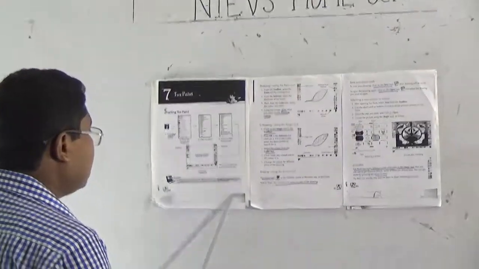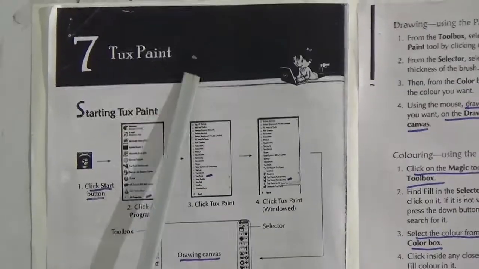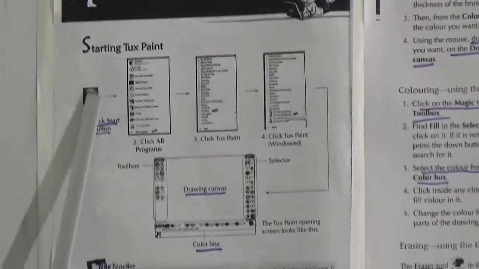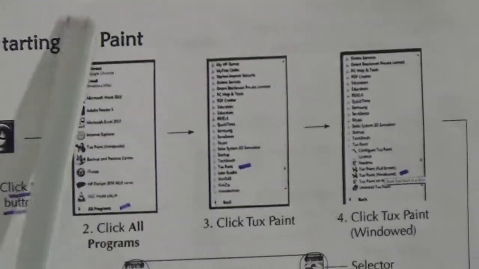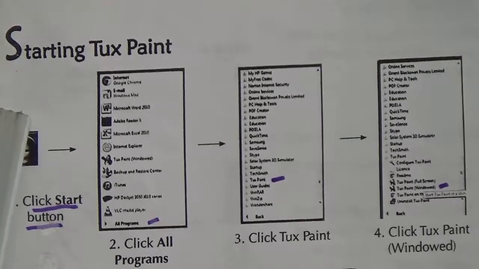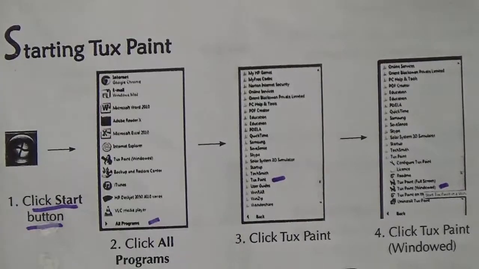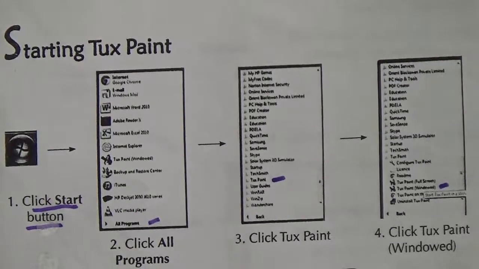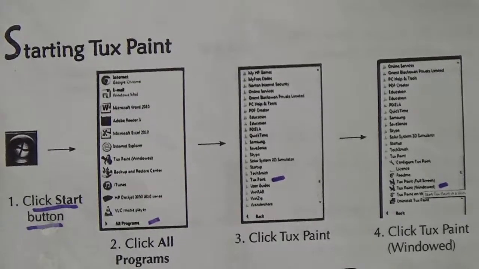Open your book, go to page number 50, chapter 7, Tux Paint. Okay, so we're starting our class, starting Tux Paint. So Tux Paint is an application software program. So how can we start the Tux Paint program? If the question comes in the exam for MCQ, how can we start the Tux Paint program?